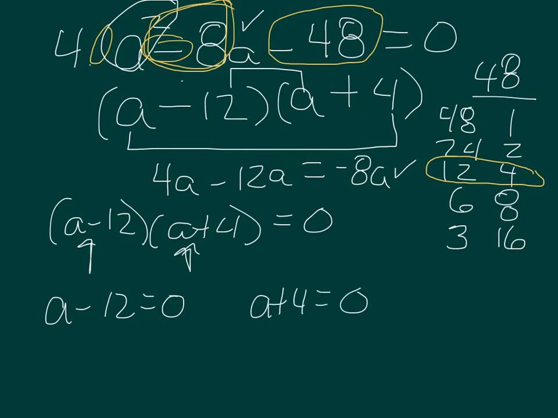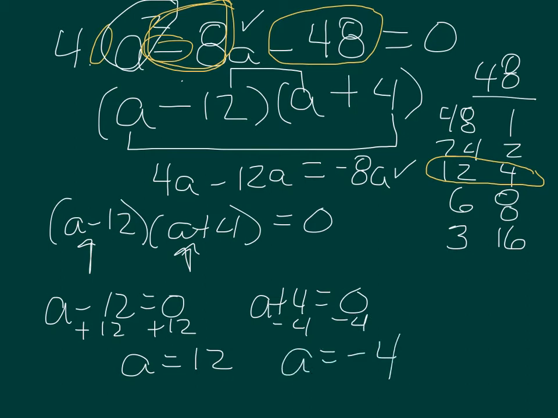Now, you obviously are doing algebra on this, so I'm going to add 12 to both sides. So I have a equals 12, or I'm going to subtract 4, a equals negative 4. And that right there is my answer. Let me go ahead and do another one with a coefficient in the front. I've only got one on your homework assignment, so let me push through on another slide here.